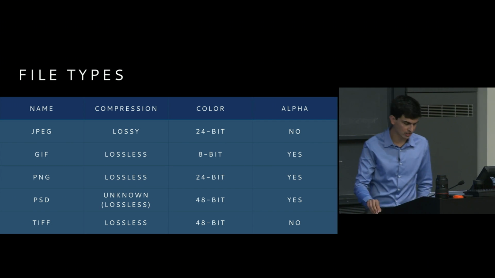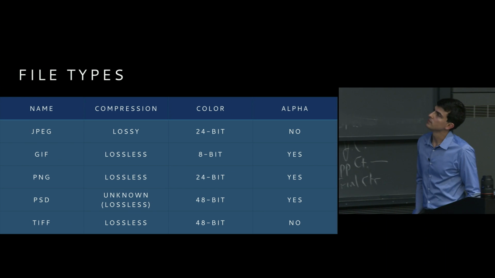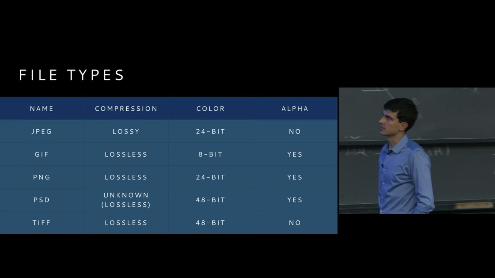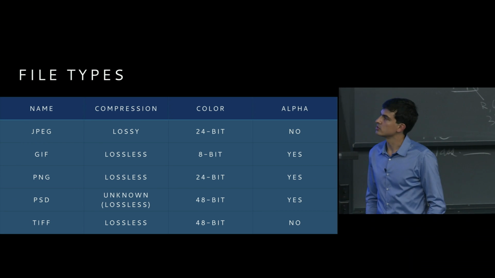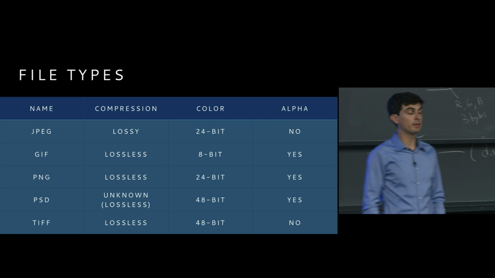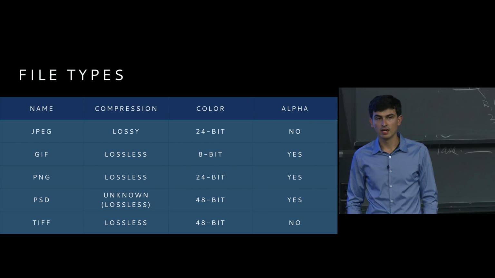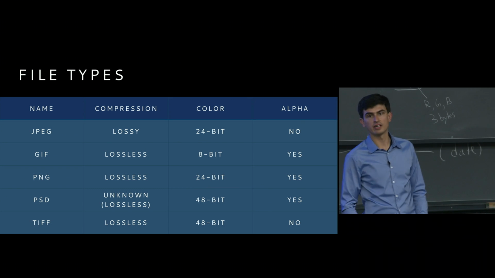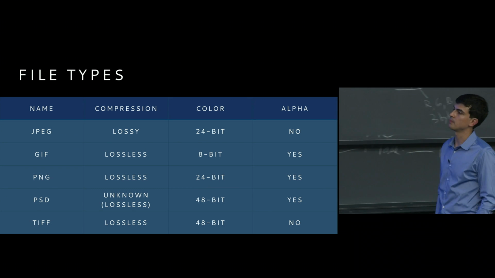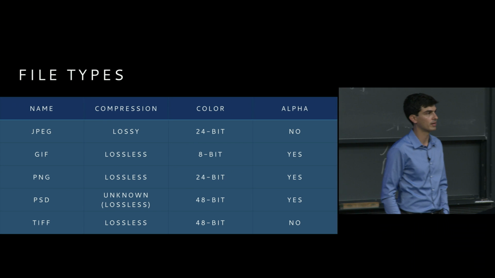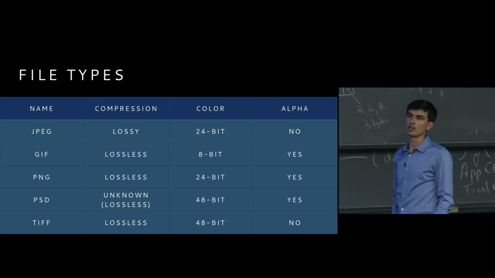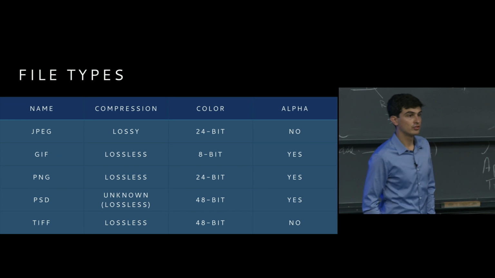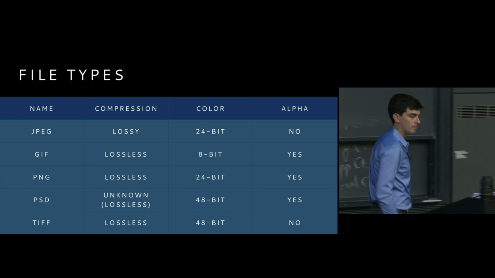TIFF, like we just talked about, is lossless, 48 bits, and has no alpha capability. For our purposes, we are going to mostly be working with JPEG for the vast majority of cases. We will be working with TIFF occasionally later on in the class when we really start to realize the power of raw file formats out of our cameras and all of the additional color latitude that they provide that we cannot get in JPEGs. So keep these in mind.